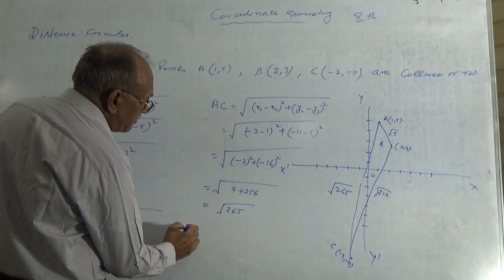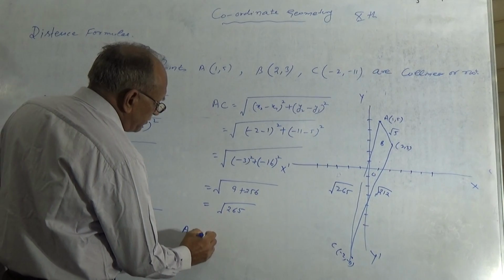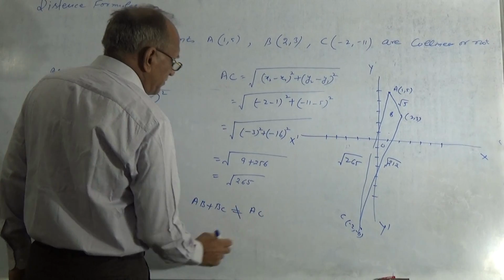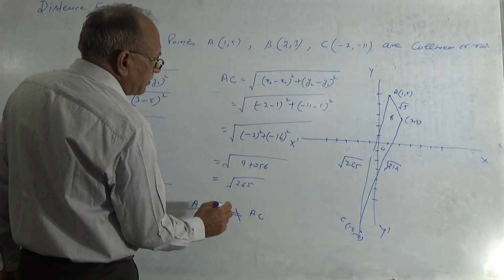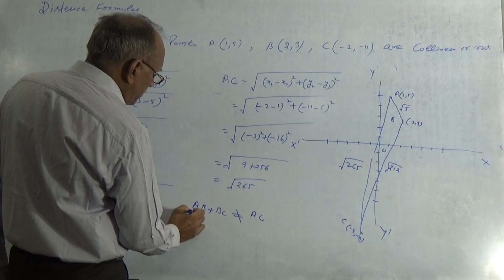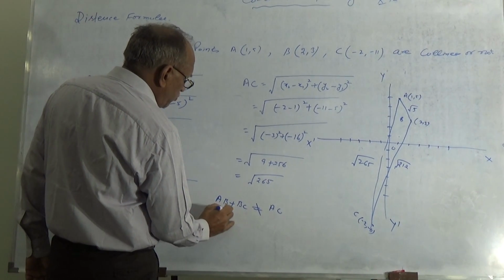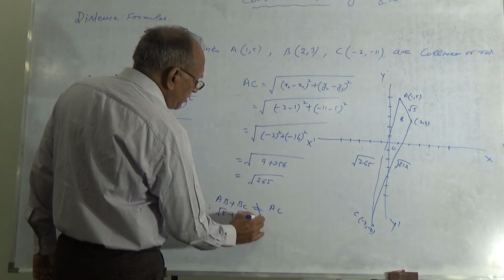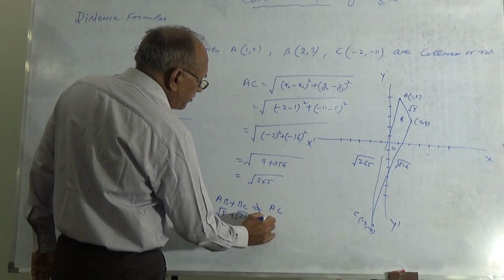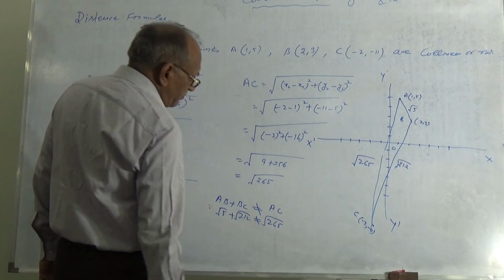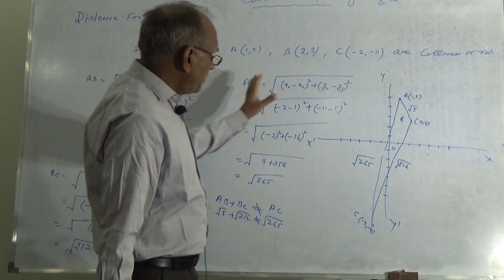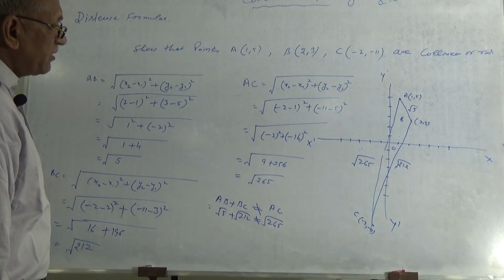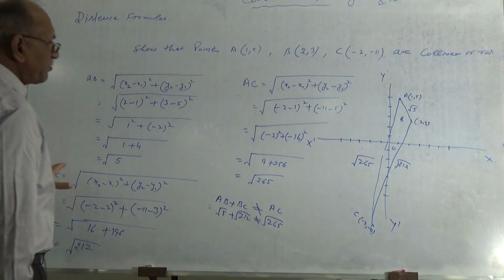We see that AB plus BC is not equal to AC, because square root of 5 plus square root of 212 is not equal to square root of 265. Therefore, these points are not collinear points. Likewise, we can solve other questions with this distance formula.